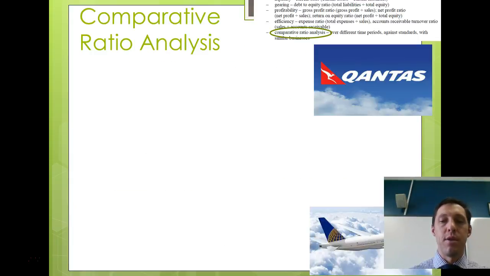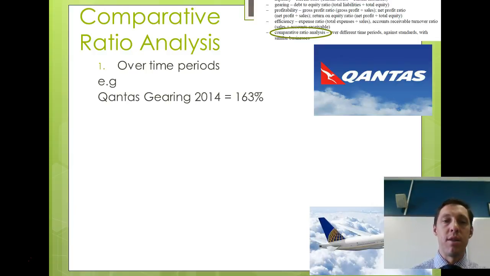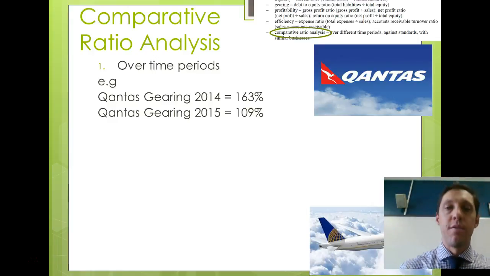Okay, so just to look at it in practical terms, I'm just going to use Qantas and United Airlines. Some of these figures are correct and some of them I've made up to a degree just to put some relevance to this comparative ratio analysis. So first comparison that can occur is over time periods. Now these figures are correct for Qantas's gearing levels. In 2014, their gearing level, remembering that 2014 was the financial year when they had a significant net loss, their gearing ratio at that time, so total debt to total equity, was 163%. So like we've been saying, anything over 100% is considered to be of concern.